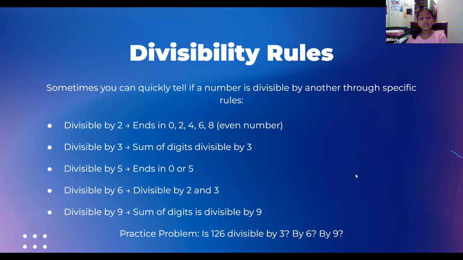Yeah, sure. To check if 126 is divisible by 3, we add up all the digits. 1 plus 2 plus 6 equals 9, and 9 is divisible by 3, so 126 is divisible by 3. For the number 6, we already know that 126 is divisible by 3, and since 126 is an even number, it's also divisible by 2. So that means it is divisible by 6 as well. Finally, for 9, we add up all the digits again and get 9, and 9 is divisible by 9, so it's divisible by 9. So it's divisible by all 3 numbers. Okay, that's a perfect answer. Really good job.